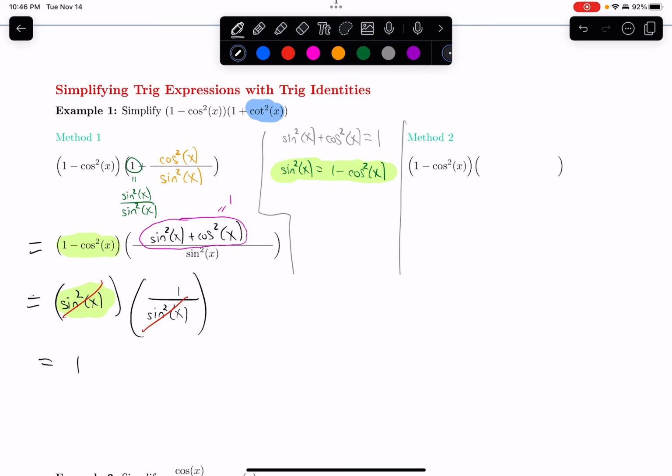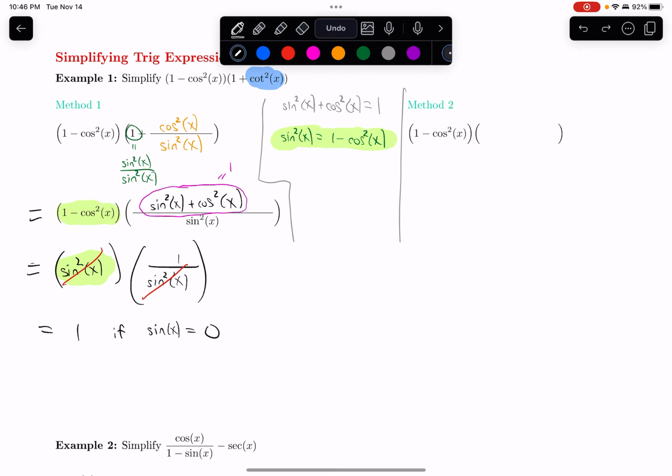There's one thing I have to be careful about. Because there was a thing on the denominator that canceled away, I can't forget about my domain restrictions. So this is true as long as this thing on the denominator wasn't equal to 0. So the only way sine squared of x would be equal to 0 is if sine of x equaled 0. So that's what it would take for sine squared to be 0. And okay, so let's figure out when that happens. When does sine of x equal 0?